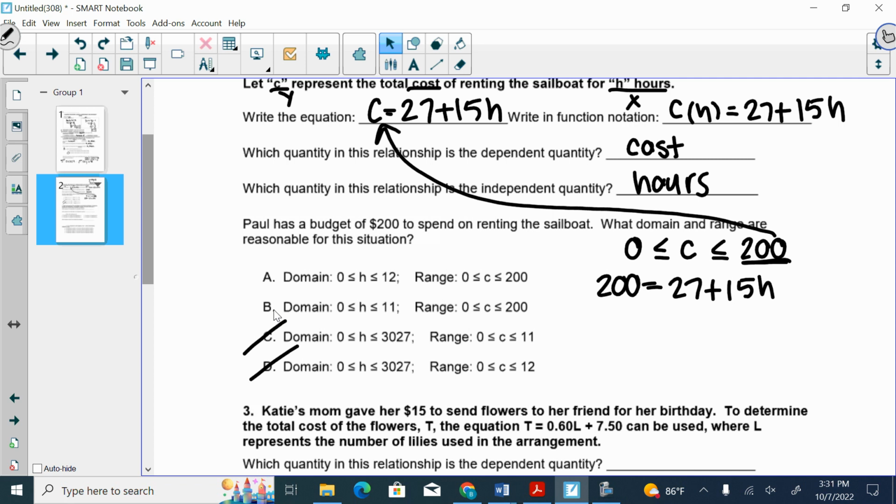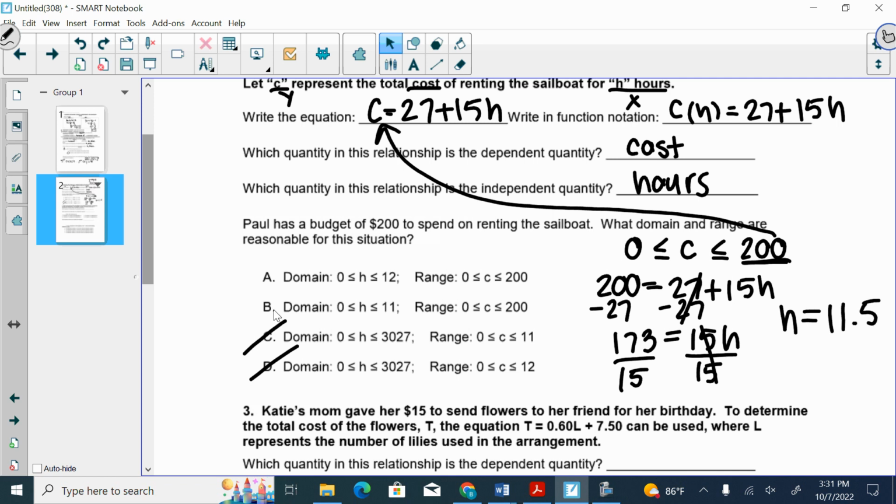All right, so what would we do first to solve here? Good. And what is 200 minus 27? What's 200 minus 27? 173, good. All right. Then what should we do? Divide. All right, and what is 173 divided by 15? 11.5. Okay, so H is 11.5.